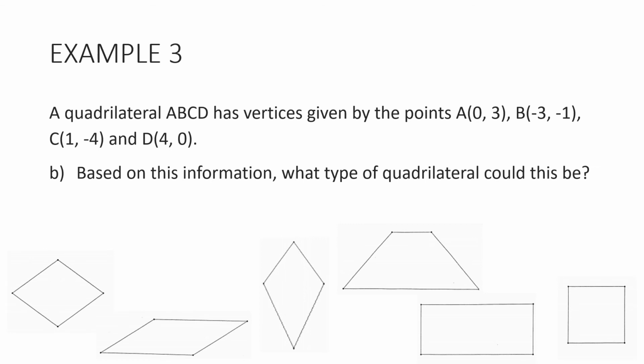Based on this information, what type of quadrilateral could this be? So our diagonals are equal. So we can see that it's not going to be a rhombus because the diagonals through here and here are not equal. It can't be a parallelogram and it can't be a kite. It could be a rectangle, it could be a square, and it could be a trapezium, but only if the trapezium is an isosceles trapezium, which means that those two sides are equal.